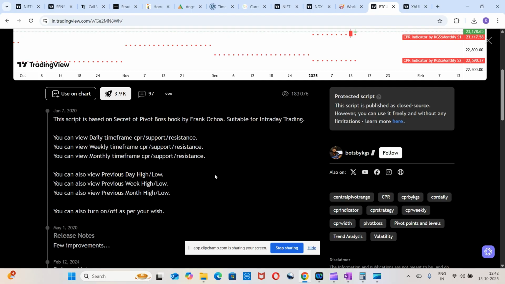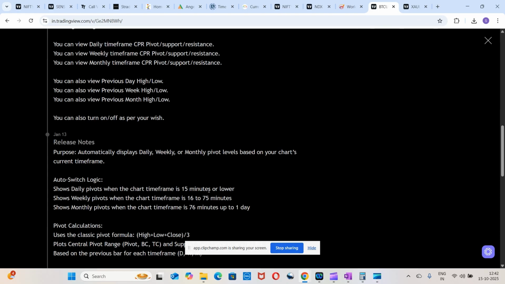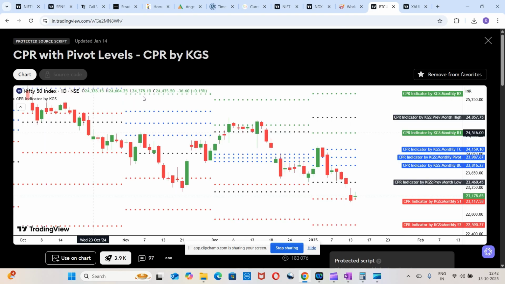In this indicator, we can see daily time frame CPR support resistance, weekly time frame CPR support resistance, monthly time frame CPR. At the same time, previous day high low, previous week high low, and month high low. Okay, so that's what this indicator is.